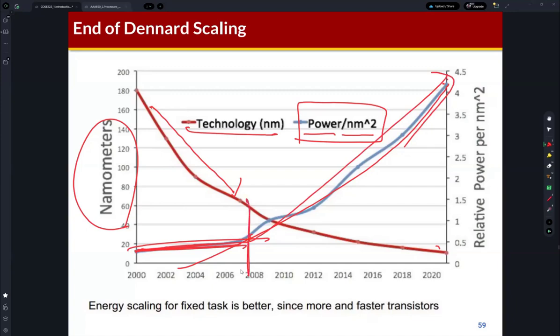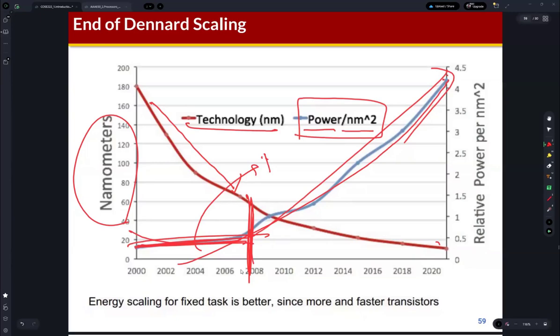So at this point, this is called the Dennard scaling. Dennard is the name of a person, a semiconductor scientist. Okay, so this is called the Dennard scaling. The Dennard scaling means that even though we reduce the size of a transistor, the power density is the same. So it means we can use a better CPU even though the power is the same. It was very good news.